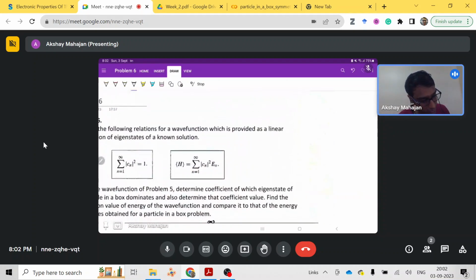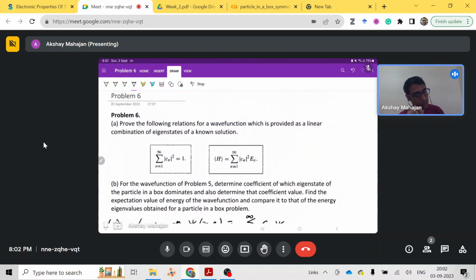Alright, now let's go to part B. Part B of the problem is, for the wave function of problem number 5, determine the coefficient of which eigenstate of the particle in a box dominates, and also determine that coefficient value. Find the expectation value of energy of the wave function and compare it to that of the energy eigenvalues obtained for a particle in a box problem.